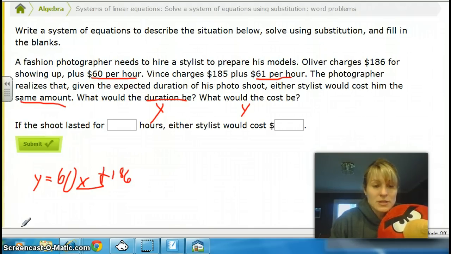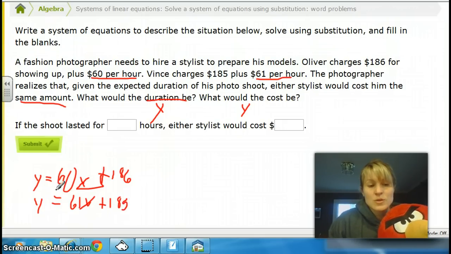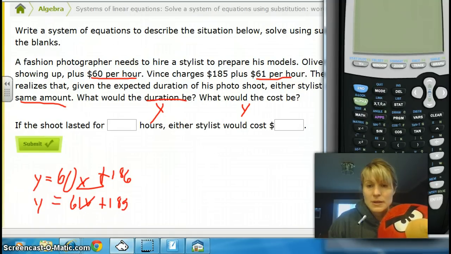Then Vince's equation is his, he charges $61 per hour. So we're going to go 61x, and there's a one-time fee of $185, so just a little bit off. So that's plus 1, 8, and 5, okay? So these are both slope-intercept forms, so it'd be easy to do on a calculator. So we want to go to our calculator here.